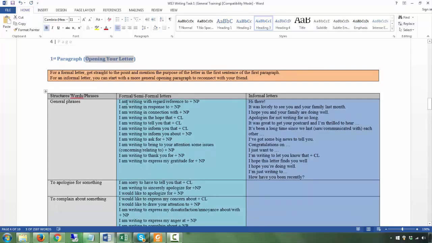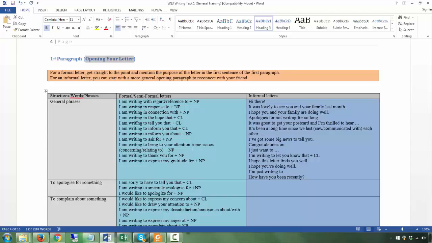For formal or semi-formal, depending on the purpose, you get straight to the point. When you're writing a formal letter, you get straight to the point, because if you're writing to someone you don't know that well, they don't have time for you, in a sense. You're not going to catch up with them. They may not know you. They just want to know, what is this person writing about? What is the reason for writing?